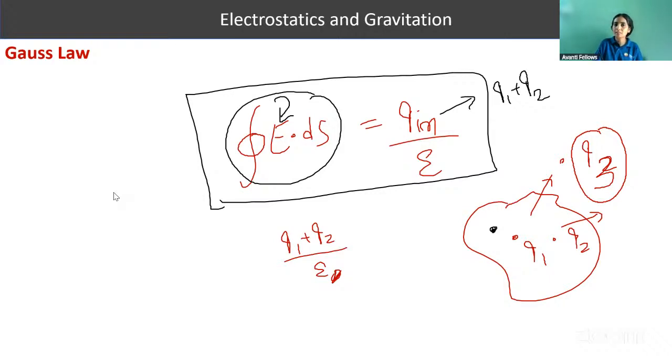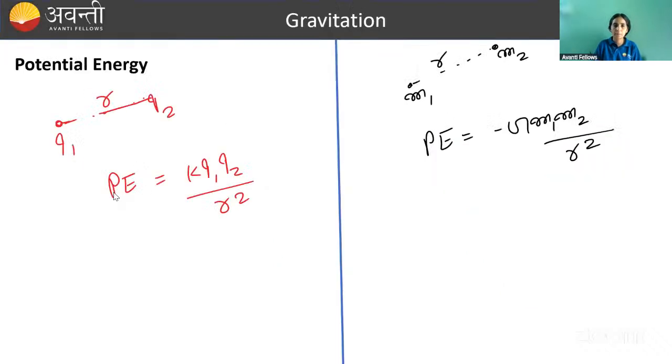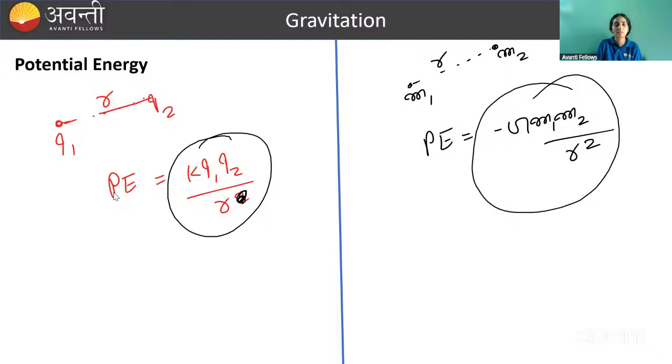This whole thing, E dot ds, will be only because of inside charges. But if you go into E dot ds and talk about only E, then the electric field will be because of both inside and outside charge. You need to have this in your mind. Now, if you talk about electrostatic potential energy, this is for two charges kept at separation r; they have a certain energy which is written like this. Similarly, if two masses are at separation r, the potential energy is written like this.